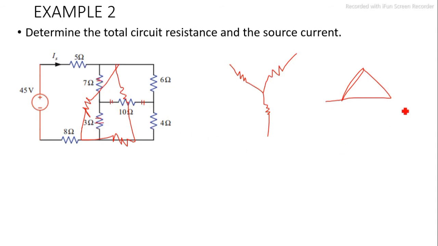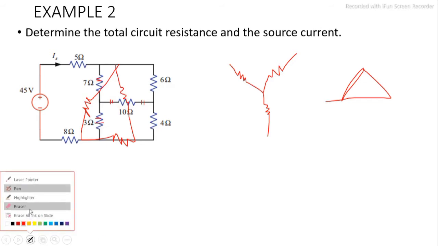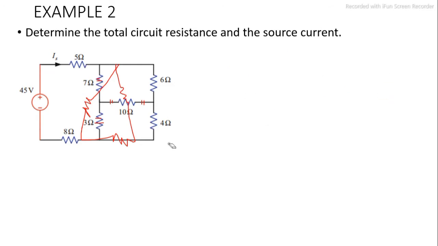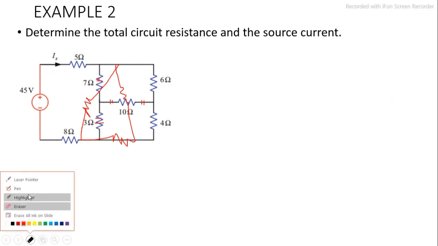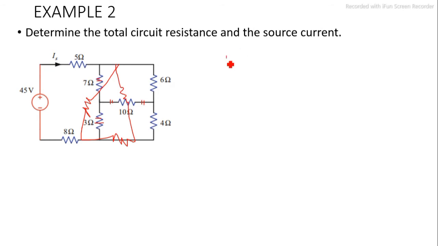So let's do that. Now from Y to delta, what are we going to have? From Y to delta, let's call this our Ra, let's call this our Rb, and this is our Rc. So now from Y to delta, let's call this our R1. We want to know R1, this one R2, and this is R3.